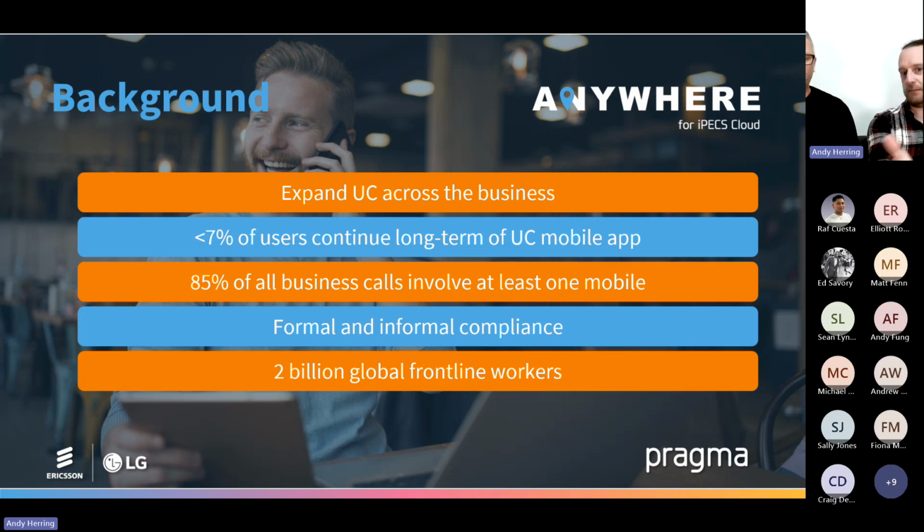100%. We're not saying you've got to go and sell Anywhere and then stop selling iPECS One, because like you just said, there are relevant scenarios where either one of those products is going to be viable, and people might still choose to use both, of course. So like we do here. And the only other number I would highlight here is this 2 billion global frontline workers, and people might be looking at that thinking, what is a frontline worker?